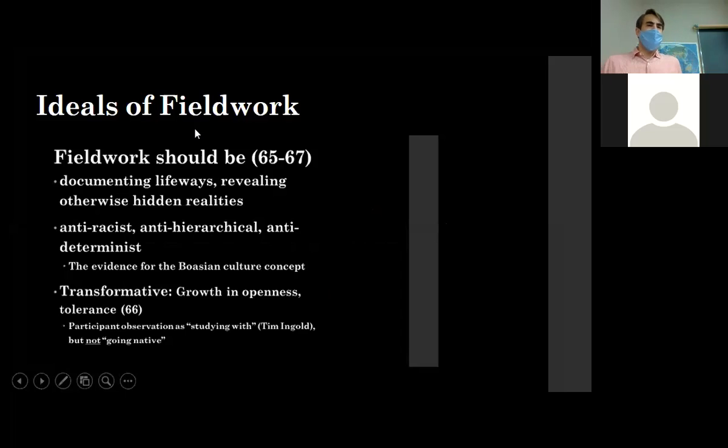Now, we talked in the last class about what fieldwork should be, or the ideals of fieldwork, so you don't have to write this down because it should already be in your notes. Ideally, it should document all these lifeways. It should get us to understand that we couldn't have a racist attitude or a hierarchical attitude or a determinist attitude toward the people we're studying. Ideally, it's going to help us transform, to grow in openness and tolerance and all those things.